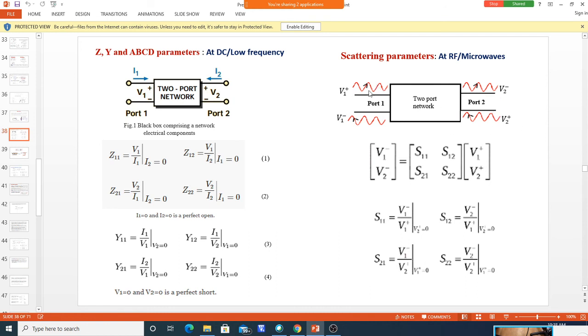A wave means it has an amplitude and a phase. What is the amplitude of the incident wave, and what is its phase? We have to consider the phase and amplitude of the incident wave, and similarly the phase and amplitude of the outgoing wave. By taking this, they will measure the amplitude of the outgoing wave.